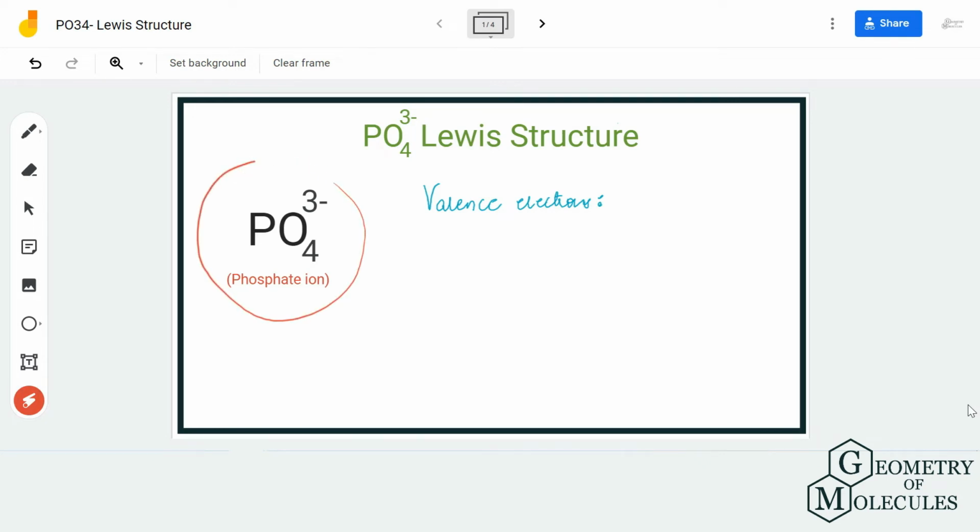In today's video we are going to help you determine the Lewis structure for PO4 3- ion. It has a chemical name of phosphate ion, and to determine its Lewis structure we are first going to find out the total number of valence electrons for this molecule.